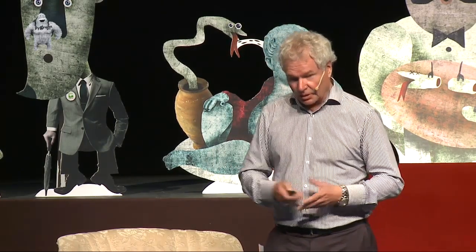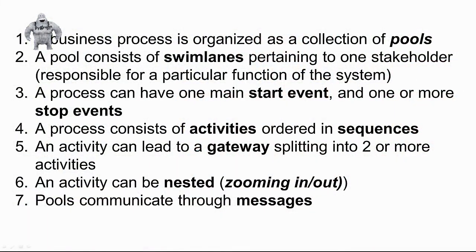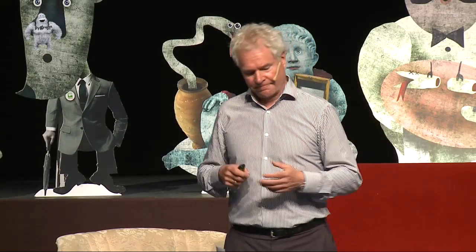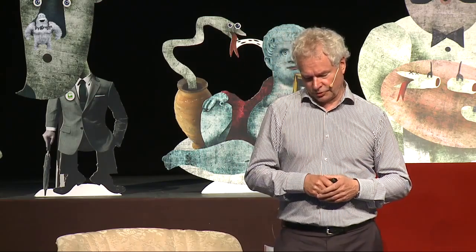A business process consists of a collection of pools. Pools are divided in swim lanes, and each swim lane is associated to a stakeholder who's responsible for a certain function that has to be realized. Processes have one main start event and can have many stop events. The process consists of activities ordered in sequences. Activities can lead to gateways, and they can split in 2 or more activities. They can be nested, and pools communicate through messages. I'm quite sure that all of you have seen some kind of process model that abides by these constructions.